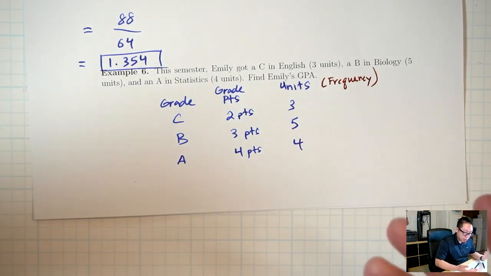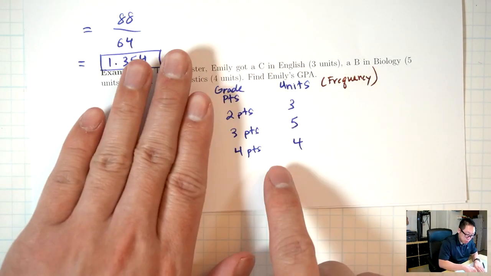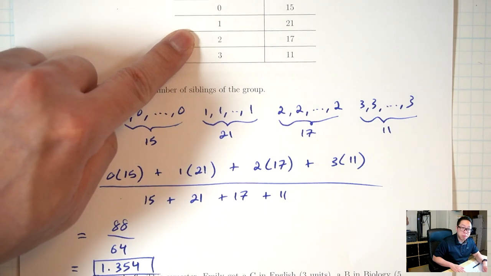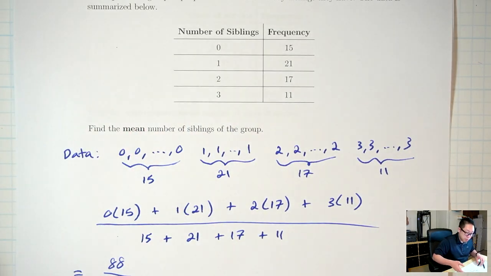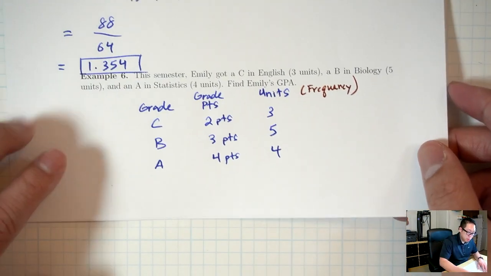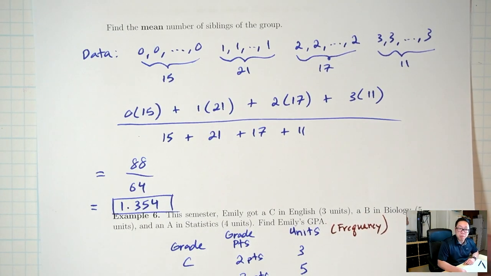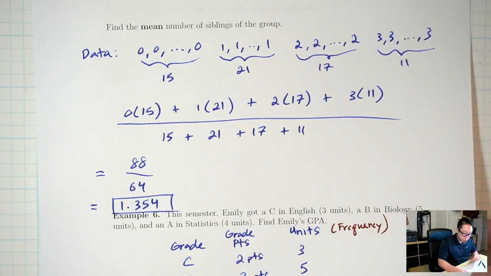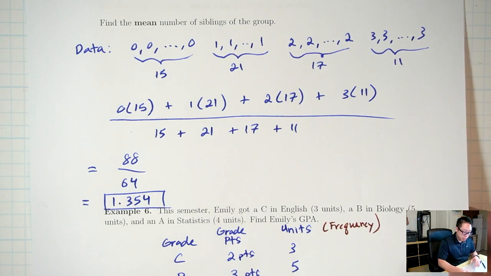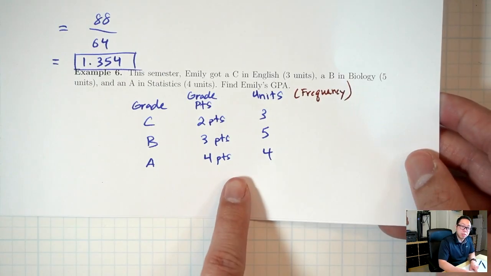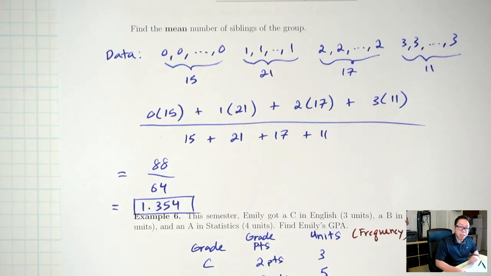And then the way you calculate GPA is, this is now a table that looks very similar to this one. And so to find the mean here, you do exactly what we did in example five. I won't go through and finish this, but after you set this up as a table like this, the calculation is going to be exactly the same as example five.